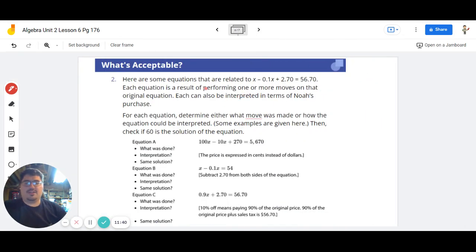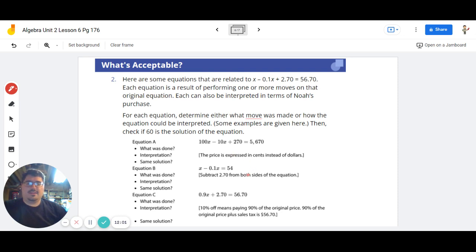Here are some equations that are related to this. Each equation results in performing one or more moves to the original equation. Each can be interpreted in terms of Noah's purchase. For each equation, determine either what move was made or how the equation could be interpreted. Then check if 60 is the solution.